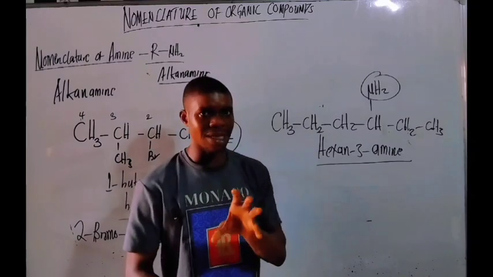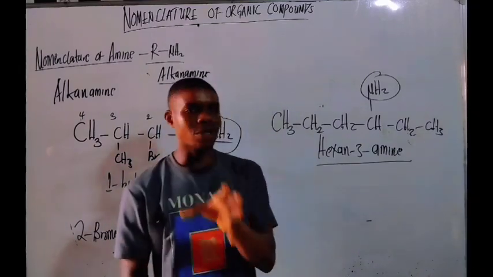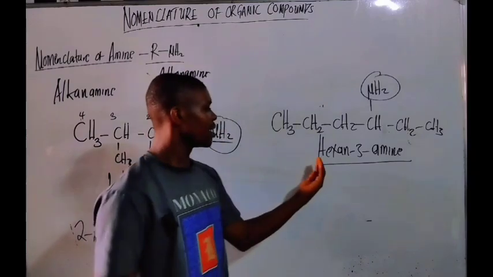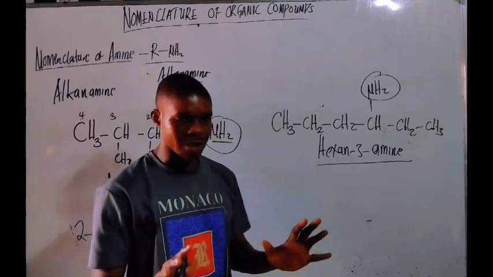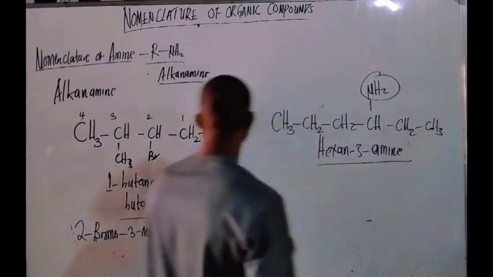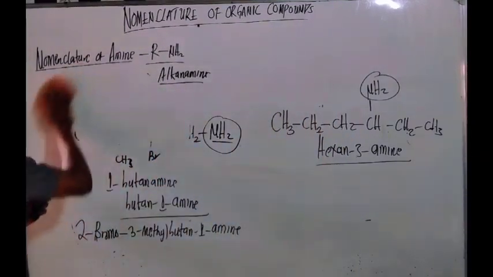Do you understand now? So you must have the lowest possible number, so that we have hexa-3-amine. Do you understand? As easy as that. Now, since you have already understood the fundamental, let me give you this example.